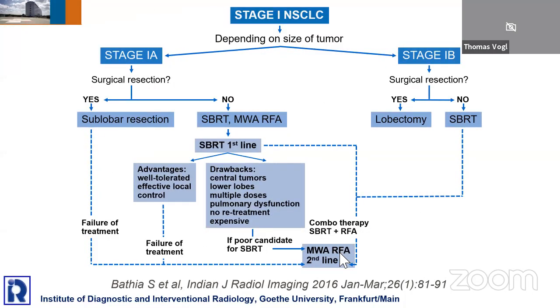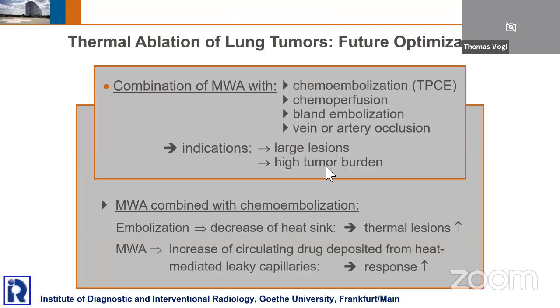I think this is a very interesting study, published in the Indian Journal of Radiological Imaging, a very nice protocol which we like to use in our tumor board for primary lung cancer, depending on the size, stage 1A, stage 1B. And here you see in this diagram the microwave ablation in the second line. At least it's quite nicely mentioned. And I think this is a technology we can offer for these patients.